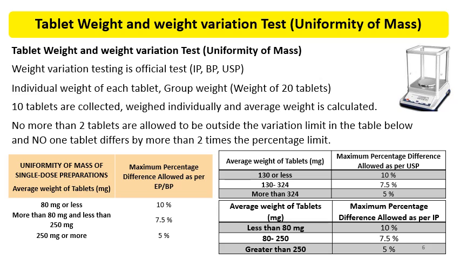Then is the weight variation test. The weight variation test is done as per the compendial requirements from IP, BP or USP, and in this the individual tablet weight and the group weight are taken, and based on the tablet weight the percent deviation is allowed. The maximum percent differences allowed are as per the European Pharmacopoeia, Indian Pharmacopoeia or British Pharmacopoeia. These are generally 5%, 7.5% and 10% from the mean value.